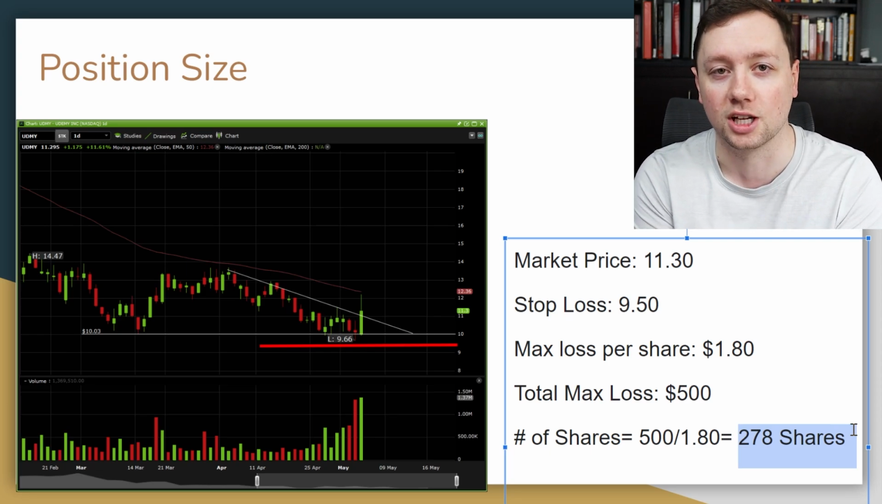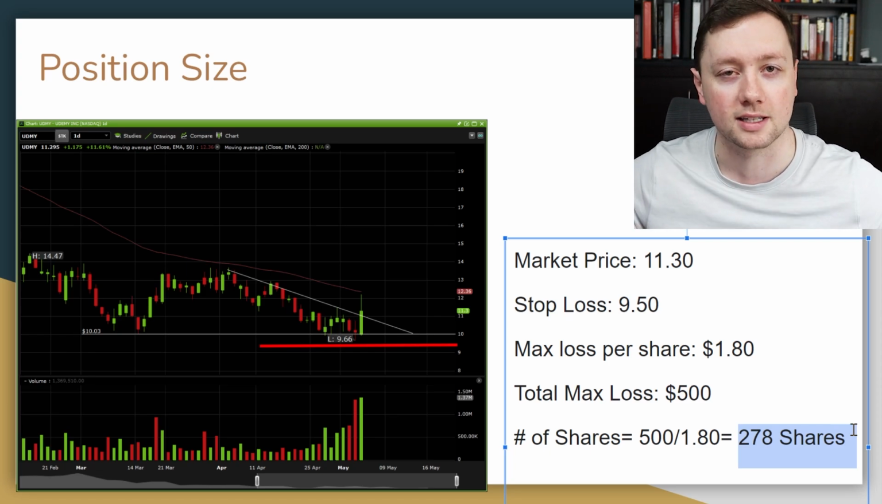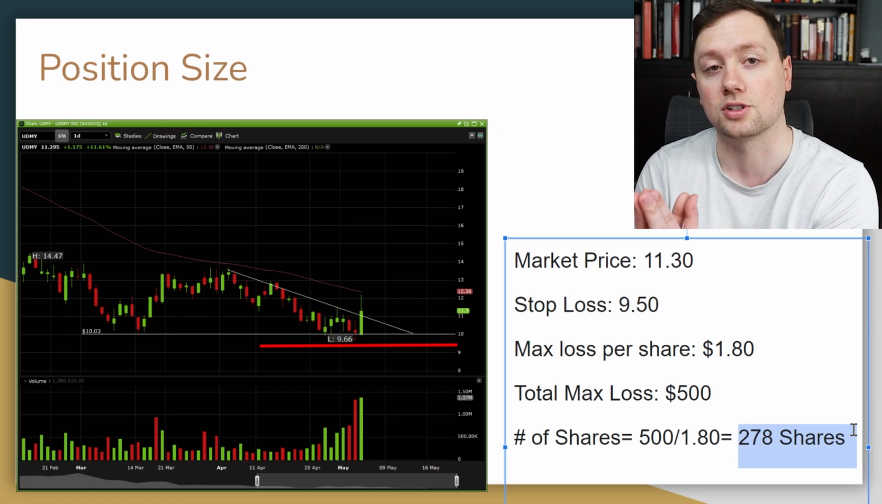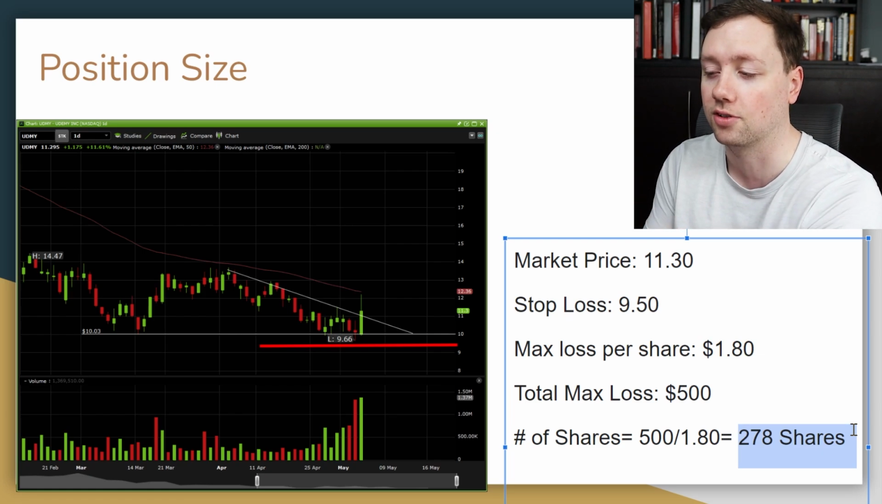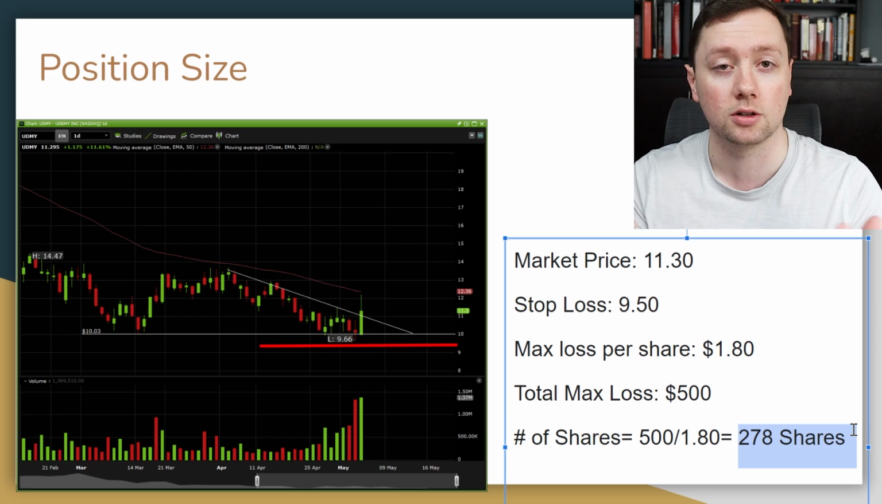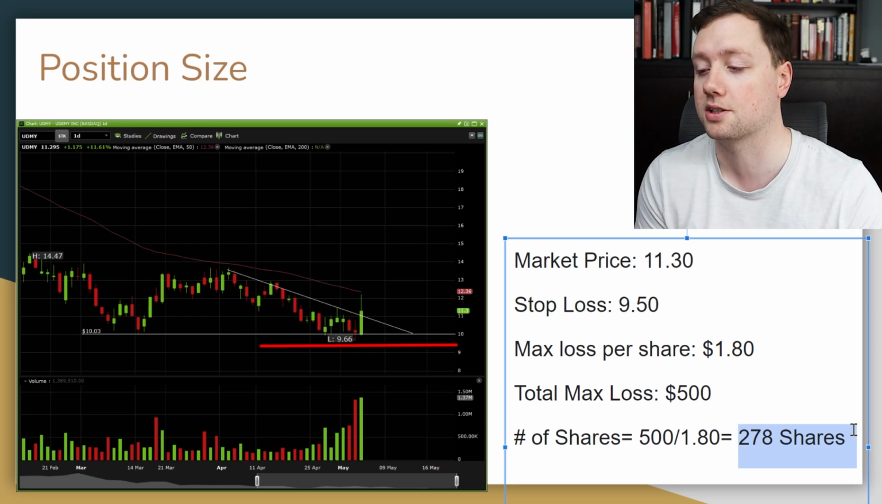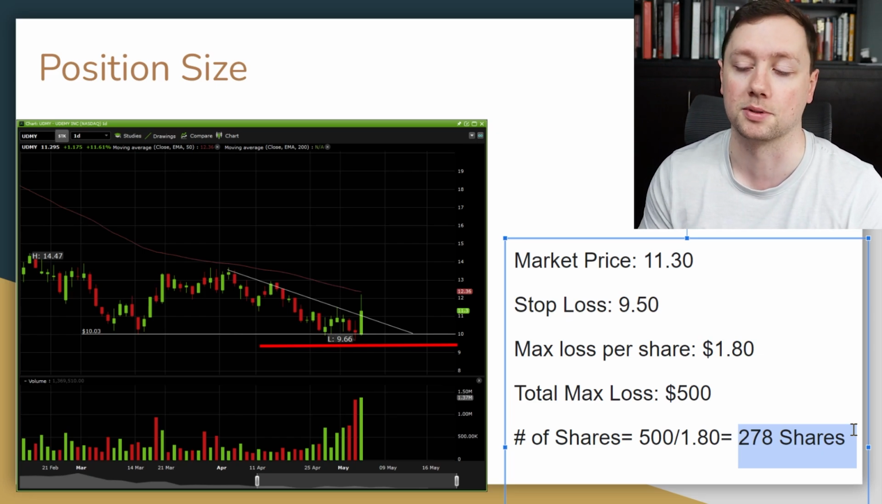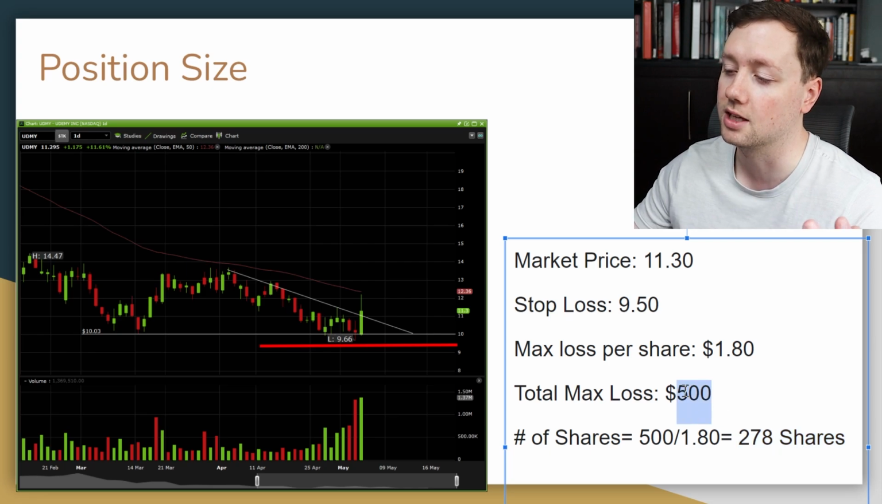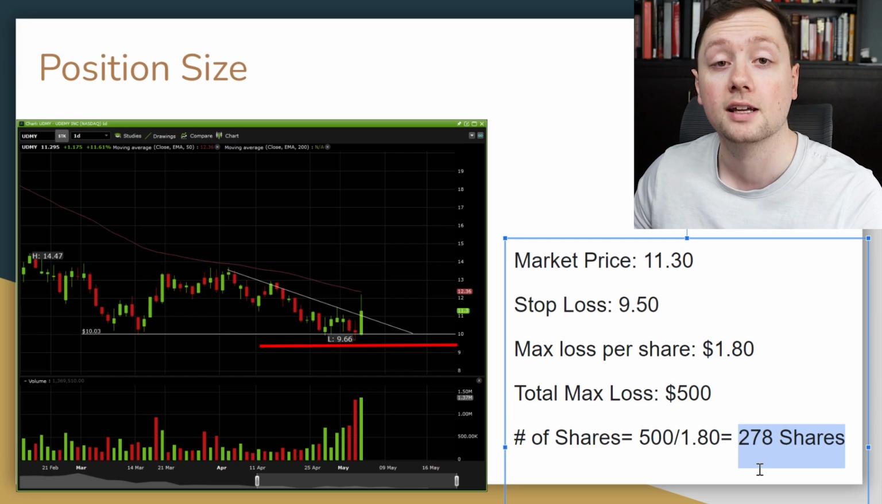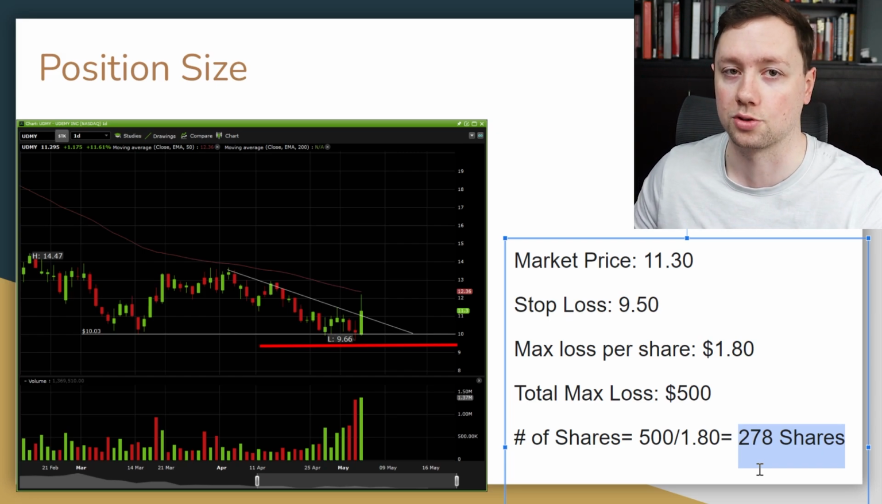That is the position that we can take in Udemy. That is how we calculate how many shares to buy. It is going to be based off of our maximum loss per share, which is also based off our stop loss, and our total maximum loss per position. You're just going to divide these two numbers right here, and that is going to tell you how many shares you can buy to stay within your own personal rules.